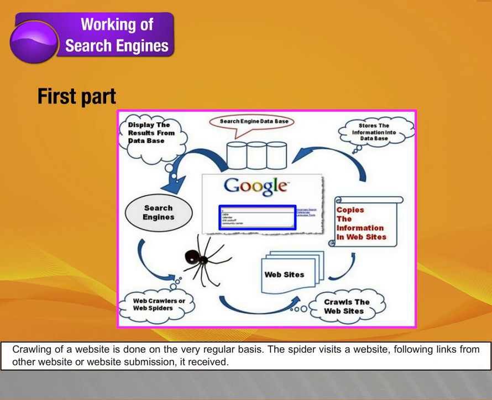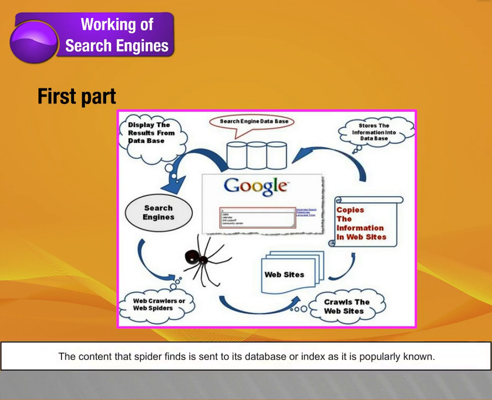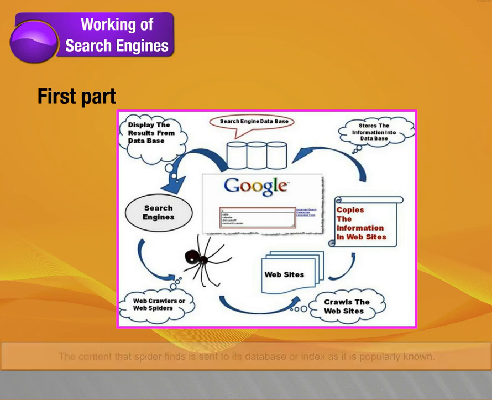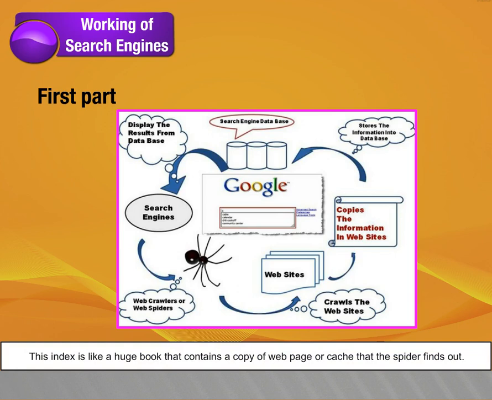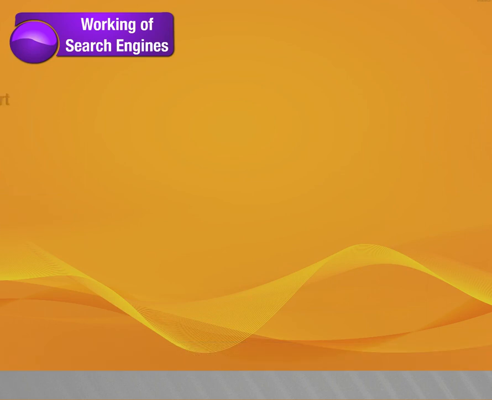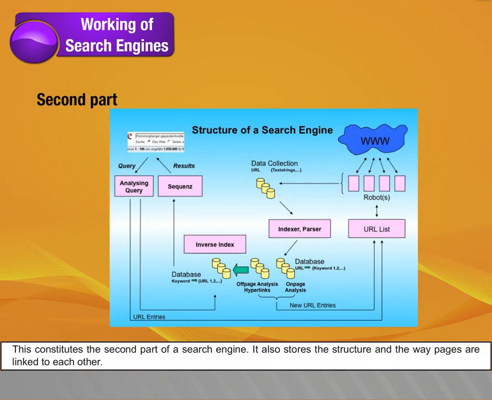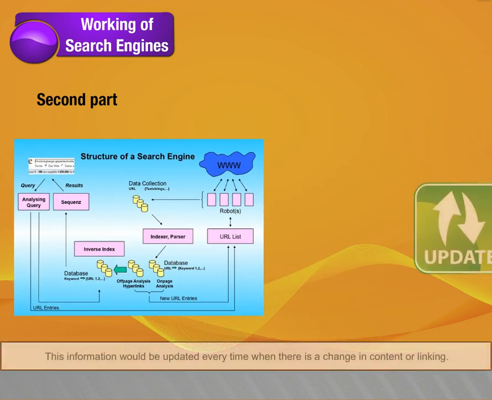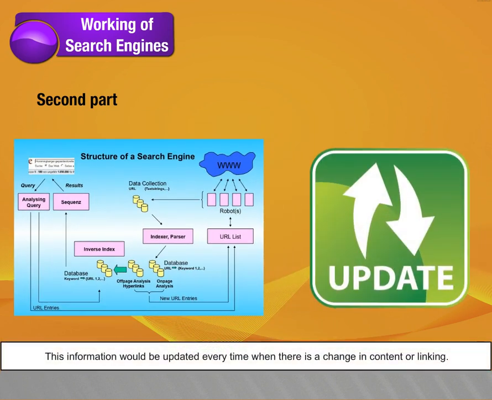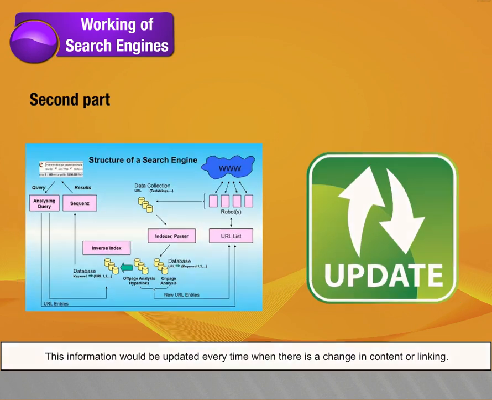The spider visits a website, following links from other websites or website submissions it received. The content that the spider finds is sent to its database or index, as it is popularly known. This index is like a huge book that contains a copy of the web page or cache that the spider finds out. Second part. This constitutes the second part of a search engine. It also stores the structure and the way pages are linked to each other. This information is updated every time there is a change in content or linking.